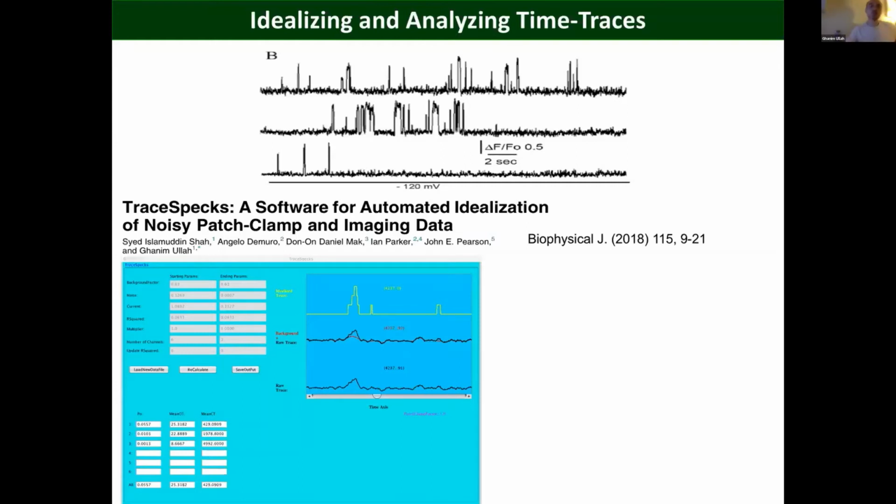To do that, we developed this second software, which we call TraceSpecs. Again, you can load these fluorescence traces and just click the button. What it does is give you these nice clean traces where the step represents the conductance level in which the pores are opening, and the zero, the flat line, is the closed state.